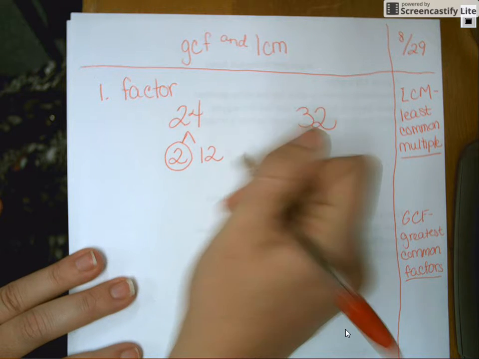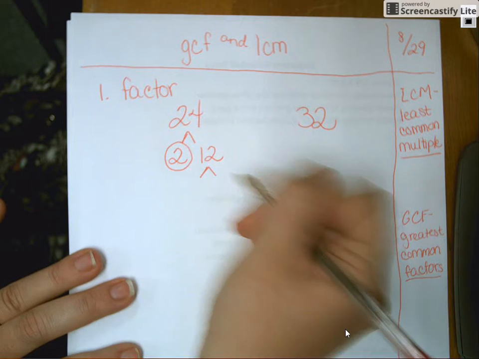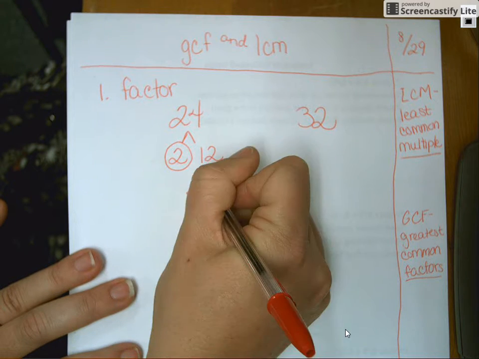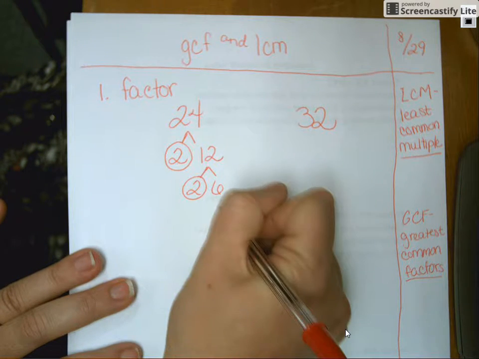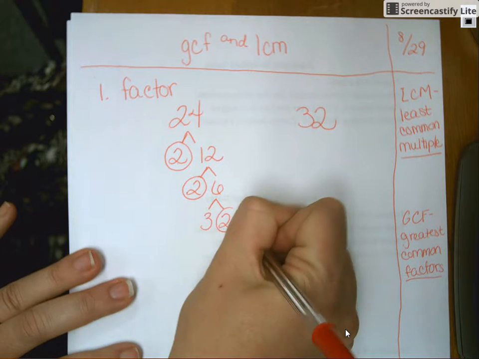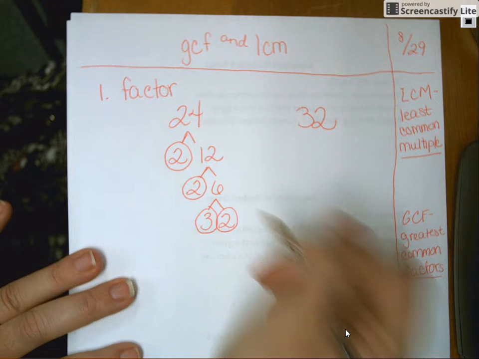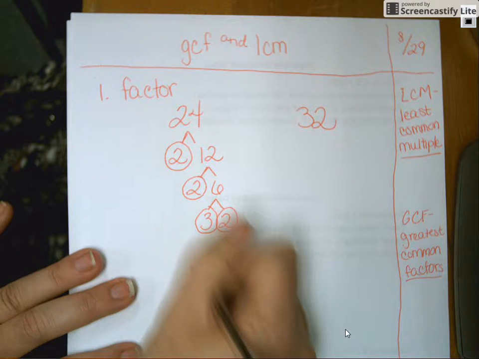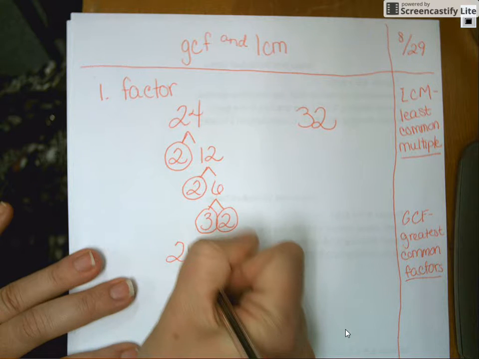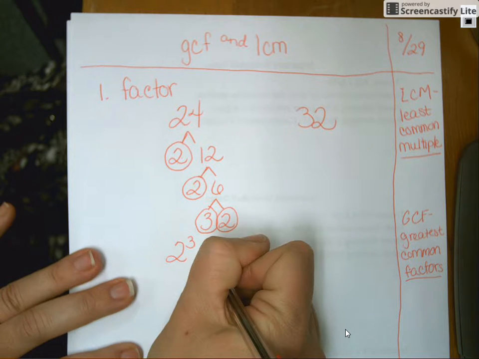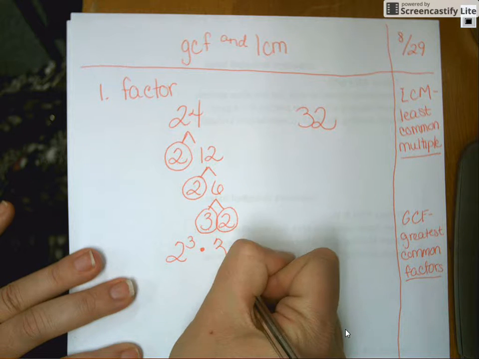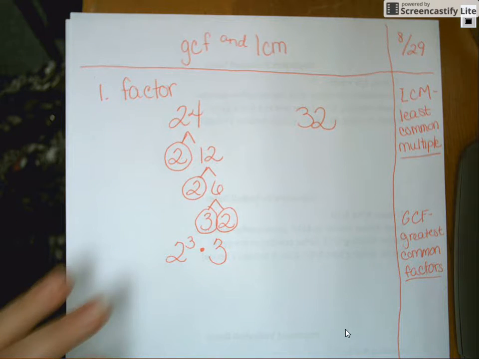So now I have 12, and I know that I can break that down to 2 times 6. 2 is prime, I circle it. And 6 is 3 and 2. Those are both prime. So my factors for 24, I have three 2's, so I write 2 to the third times 3. And remember, the multiplication sign is that little dot kind of in the air.